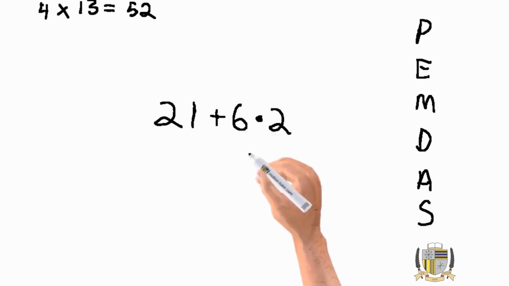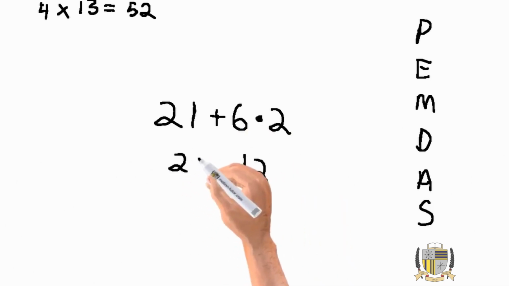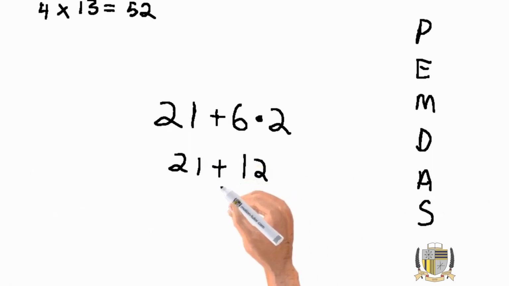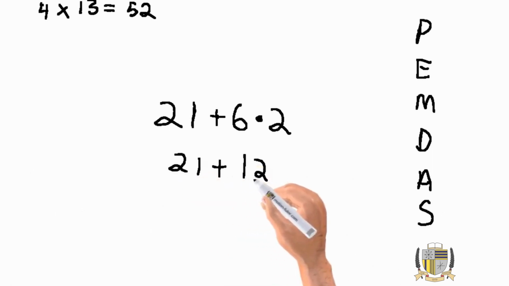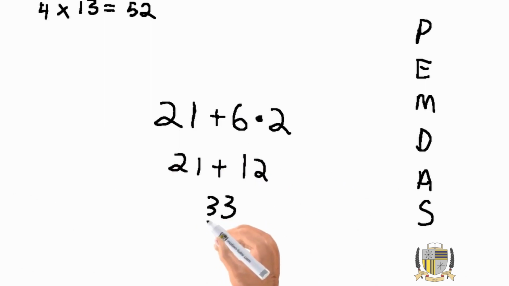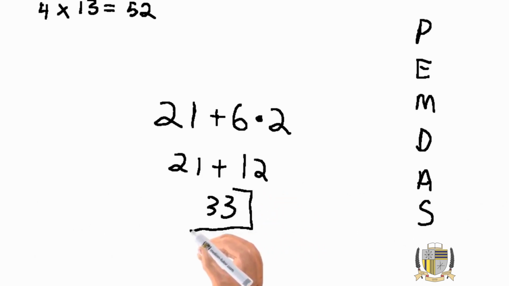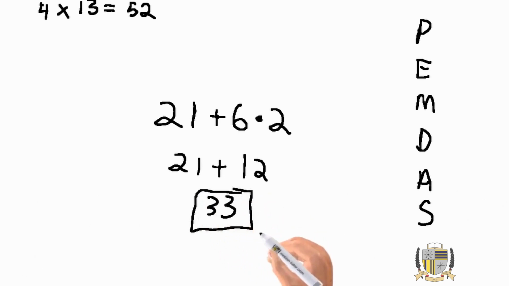This time I won't erase. 6 times 2 is 12. So we have the 21 plus the 12. 21 plus 12 is 33. So that big mess or scary looking problem we had in the beginning has been broken down to 33. And we'll do one more example.